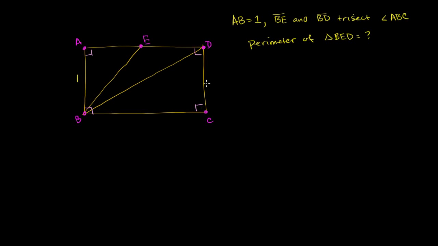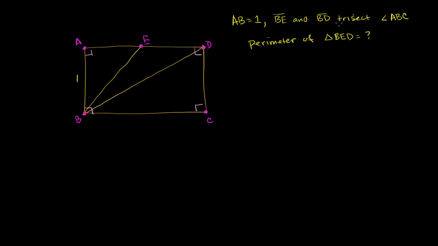So we have this rectangle right over here, and we're told that the length of AB is equal to 1, so that's labeled right over there. AB is equal to 1. And then they tell us that BE and BD trisect angle ABC.